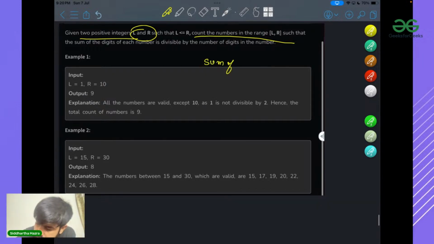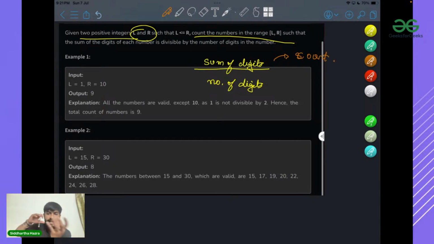The task is to find the numbers whose sum of digits is divisible by the number of digits, and we need to find the count of them. How many values like that lie in the range L to R? Take, for example, the range from 15 to 30.